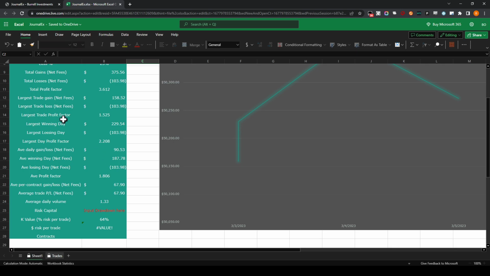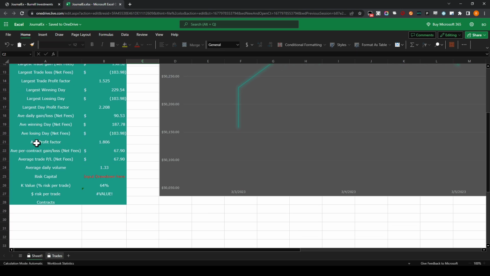You thought of everything. So here's the largest trade gain and loss. Largest trade profit factor, which is 1.525. Largest winning day, largest losing day. Another profit factor for that, 2.208. Then your average daily gain slash loss, 90.53. Average winning day and average losing day. Average profit factor there, 1.806. Then we have average per contract gain slash loss. Net fees 67.90. Average daily volume 1.33.